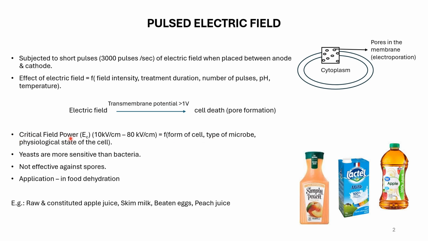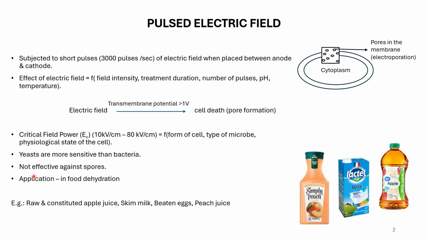Then it also depends on the physiological state of the cell, meaning whether it is present in its vegetative state or any of the other adapted forms like spores. Yeast is generally more sensitive than bacteria. It is not effective against spores, so you can consider it as a pasteurization methodology.